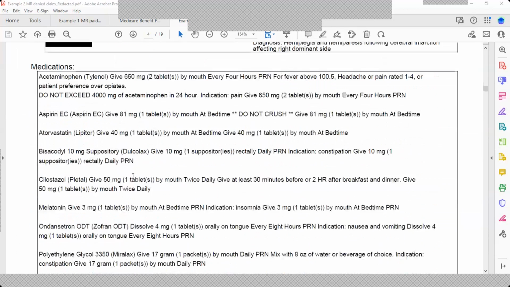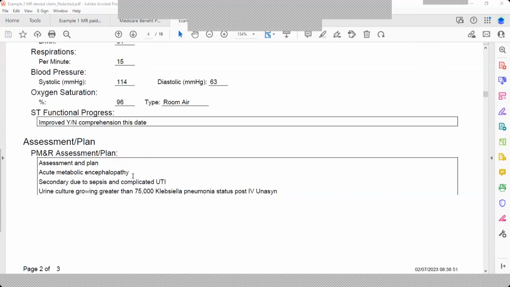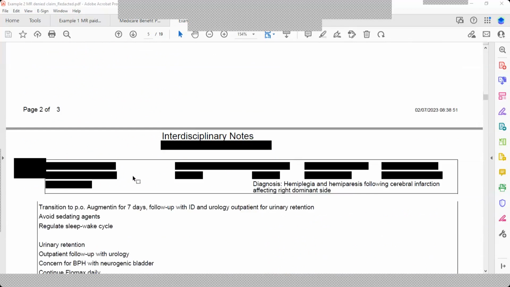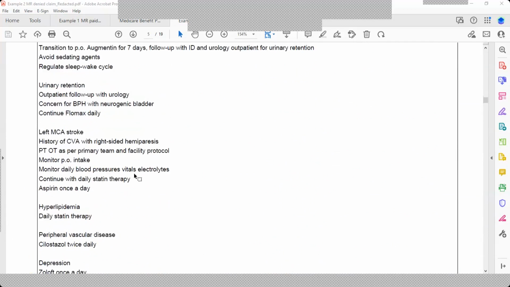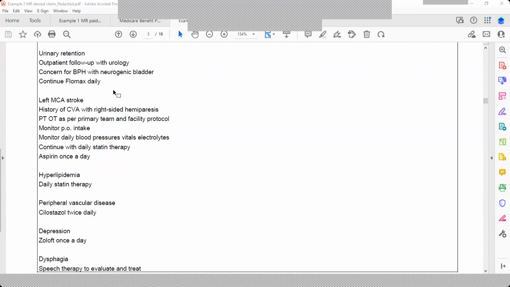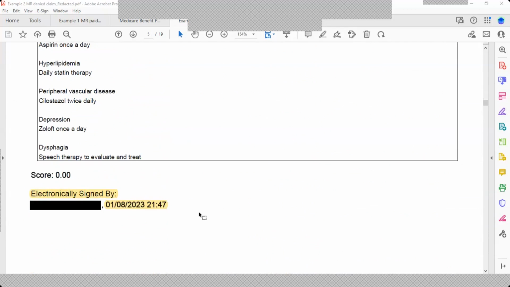And here's the medication list, vital signs, and then the assessment and plan. And you can see how he did all the information. He did treatments and plans for each of the diagnoses. And then he electronically signed, dated, and timed the note on January 8th, 2023. The documentation of the history and physical on January 7th and the face-to-face note by the physician on January 8th would fulfill the face-to-face visits for week 1 using scenario 2.